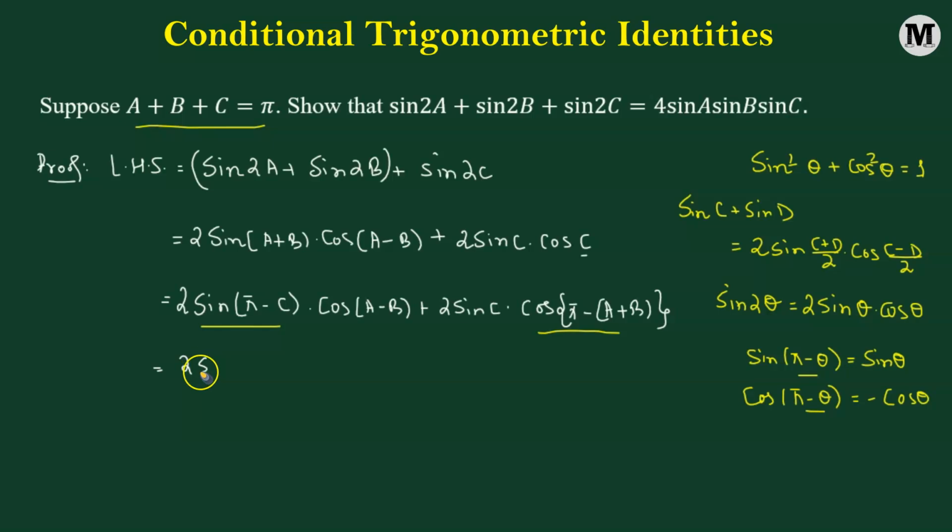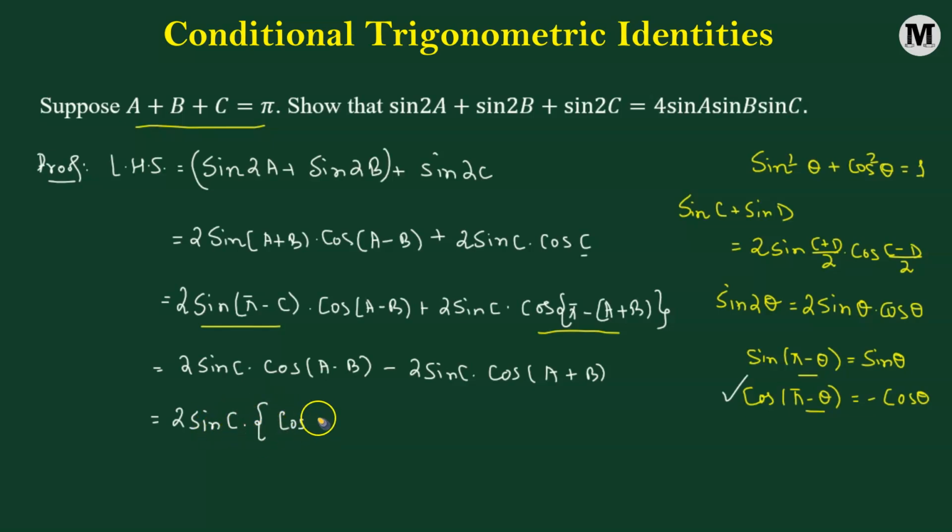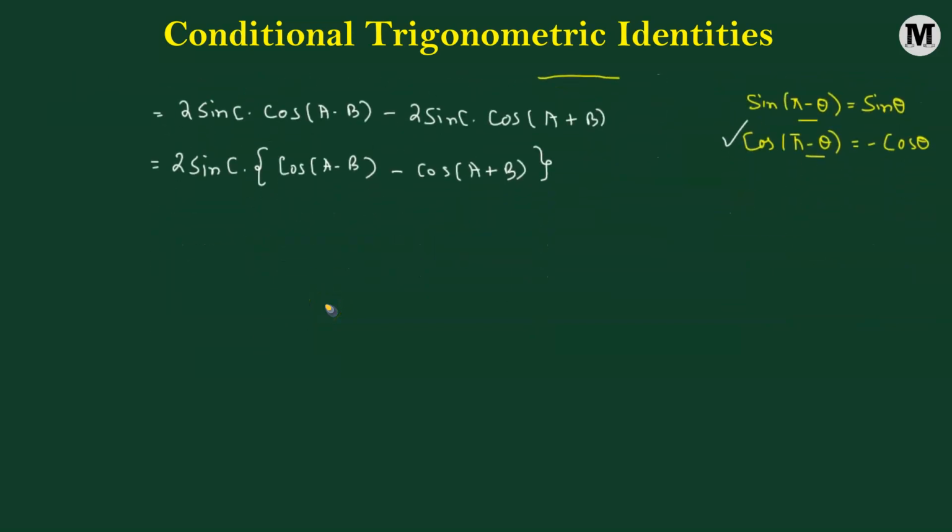We get 2 times sine of angle C multiplied by cosine of (A minus B). Then we have 2 times sine of angle C times cosine of (pi minus (A plus B)), which according to this formula gives negative cosine of (A plus B). Fine. Now we have two terms. From each of the two terms, if we take 2 times sine of angle C as the common factor, it gets multiplied by cosine of (A minus B) minus cosine of (A plus B). So now we have the difference of two cosine functions.